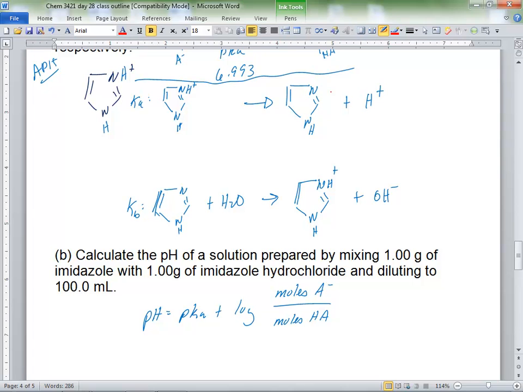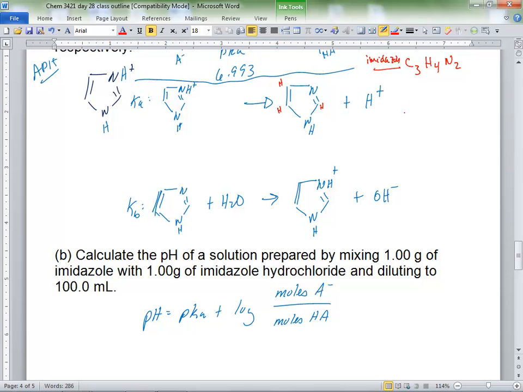This one has a better structure. Let's put our H's on there. 1, 2, 3. This one has an H, right? There's an H there, and there's an H there. So we're going to have 1, 2, I count 3 carbons. Correct me if I'm wrong here. This is for imidazole. I count 3 carbons, 4 hydrogens, and 2 nitrogens. Does that look right? Okay.